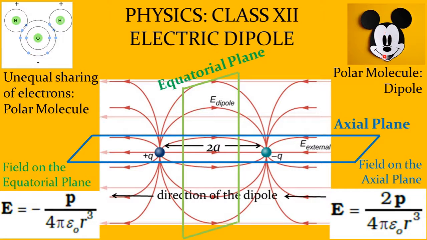Look at this Mickey here. These two ears are the two hydrogen atoms, and his face is the oxygen atom. That's how I remember the water molecule always.